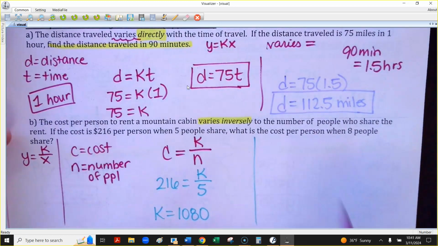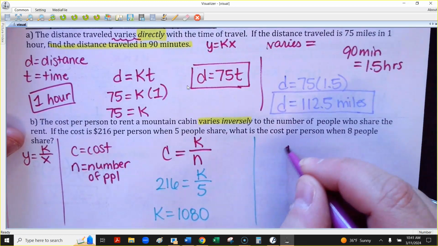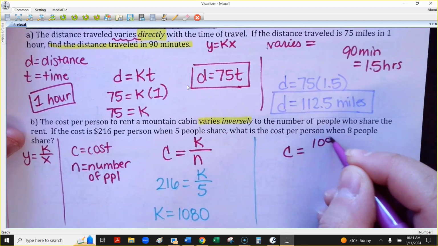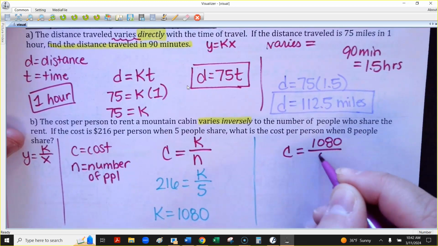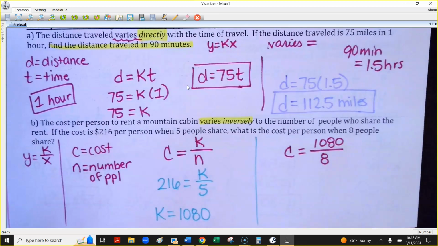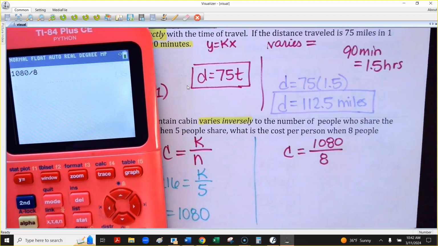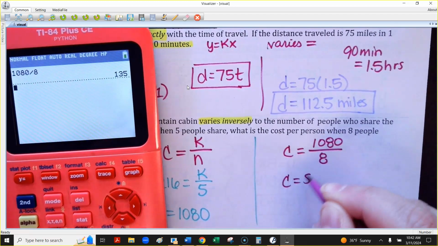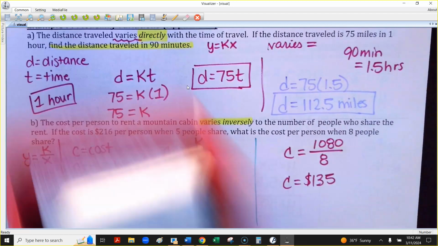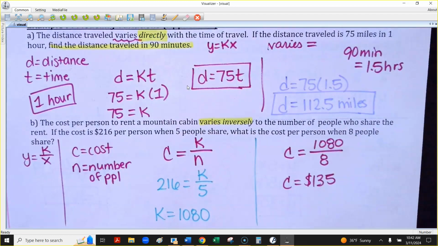So then it says, what's the cost? We don't know the cost, but I do know the k value if 8 people go. So then we just substitute in 8 for the number of people. And then your cost per person is going to be 135. So the more people that go, the lower the cost will be. Just make sure "varies" turns into an equal sign. Inverse is k over x, direct is k times x.